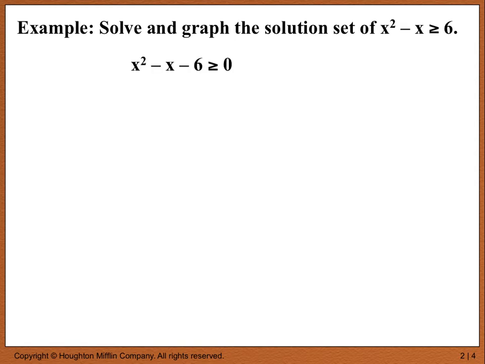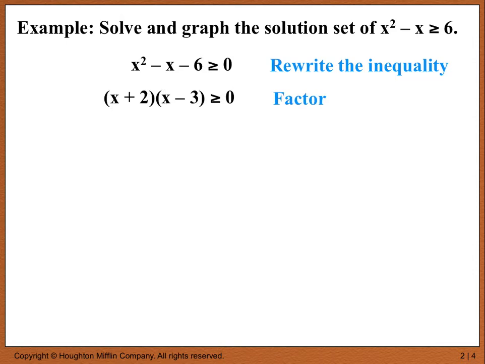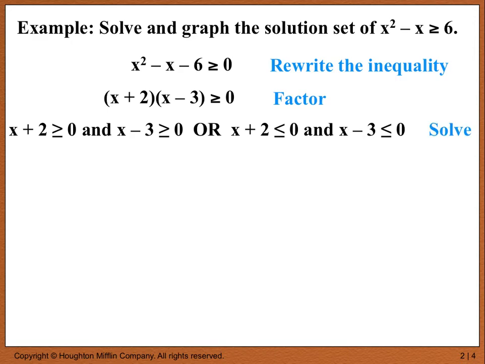All right, going now through the solution, we rewrite the inequality. First step, x squared minus x minus 6 greater than or equal to 0. That's because we want 0 on one side. x plus 2 times x minus 3 is greater than or equal to 0. We factor. Then we set up our disjunction.